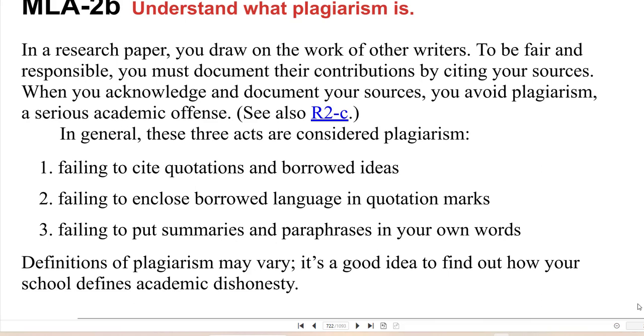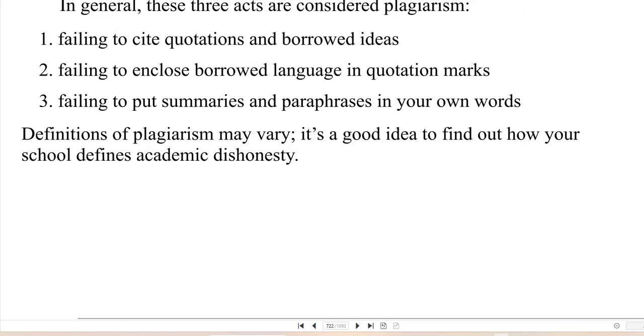In a research paper, you draw on the work of other writers. To be fair and responsible, you must document their contributions by citing your sources. When you acknowledge and cite your sources, you avoid plagiarism, a serious academic offense. In general, these three acts are considered plagiarism: failing to cite quotations, failing to include borrowed language in quotation marks, and failing to put summaries and paraphrases in your own words.